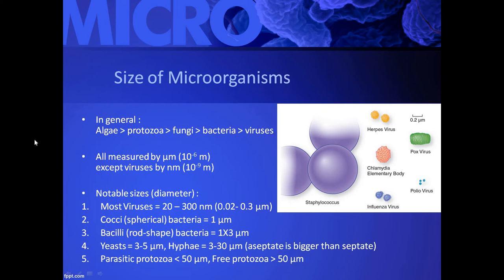Lastly, we have the parasitic protozoa, which measure below 50 micrometer, while the free protozoa are above 50 micrometer. The difference between parasitic and free: the parasitic protozoa need a host, a living creature, to infect and cause disease and to replicate inside. While most of the free protozoa live in pond water, miyah al-bukhayra, and they don't need to infect anything.